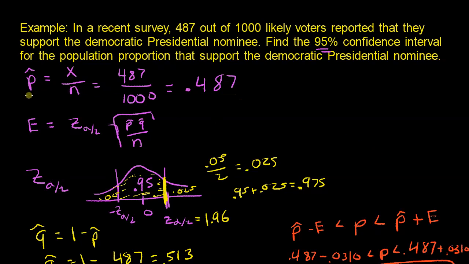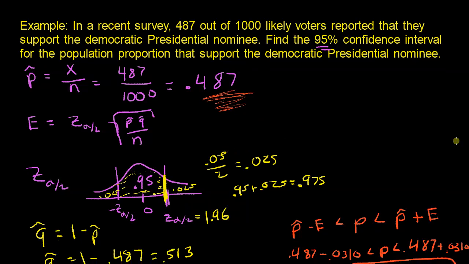Well, if you were to look at P hat, you might say yes, because the sample proportion P hat is less than 0.5. 48.7% of the people that were sampled are going to vote for the Democratic presidential nominee. So that means the Democrats aren't winning.